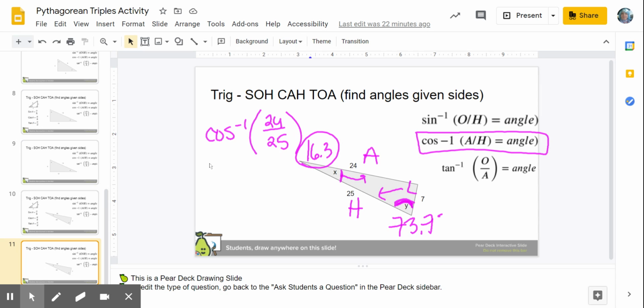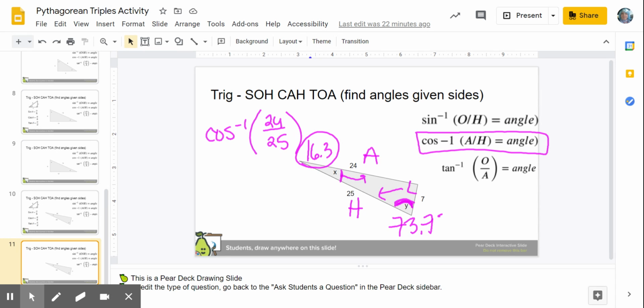Right? 7, 24, 25. Oh, I was putting it in the wrong spot. So basically, that's how you find the angles. Okay. Questions on that? Do we want to create a couple of extra ones just for practice? Yeah. Okay.